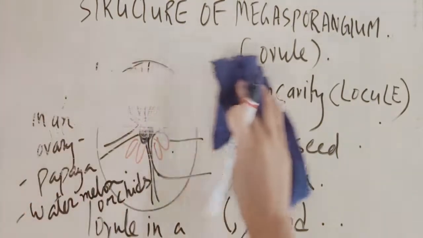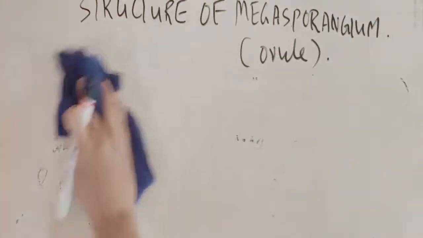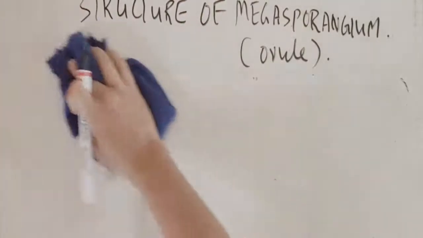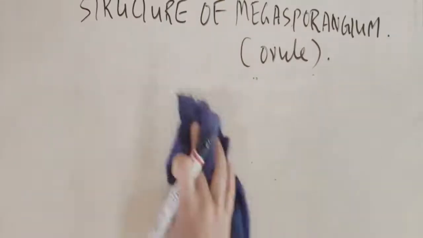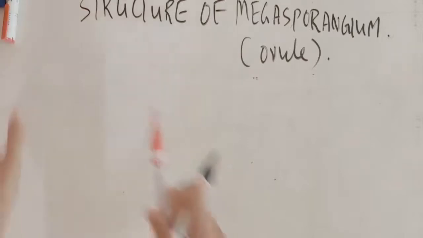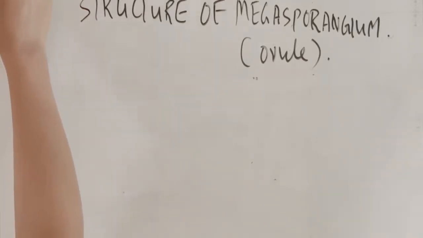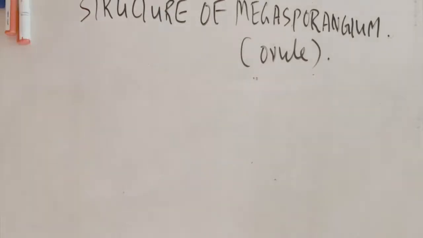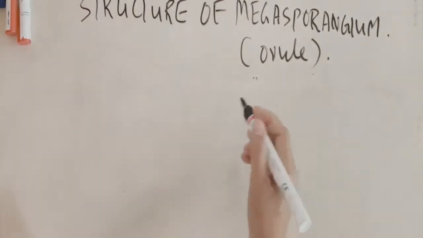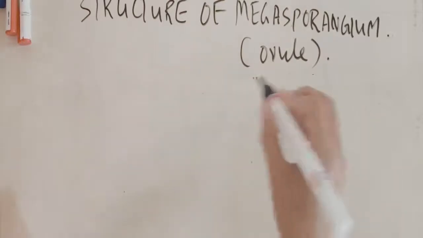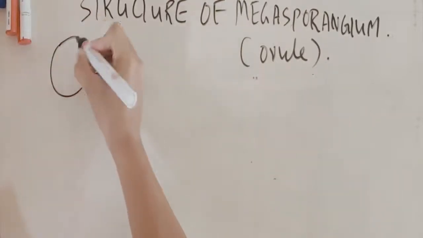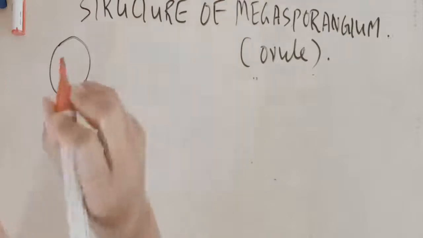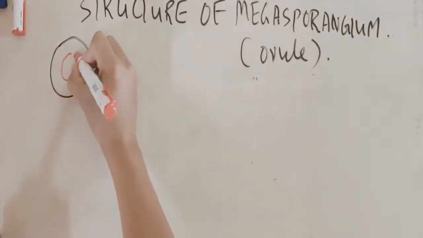Overall structure of how the ovule is attached inside the ovary. So the main topic is the ovule structure, and you should be able to draw the structure diagram. In the exam, you will be asked to draw the ovary, the ovule inside the ovary, and how it is attached.